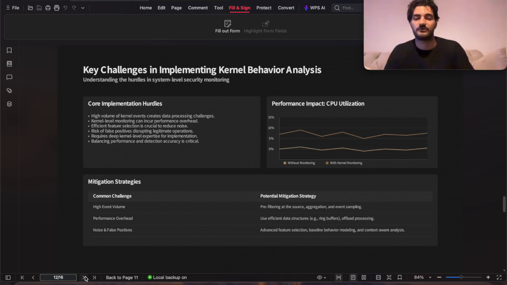As we can see, we have the percentage from 0 to 15 percent. The green one is without monitoring. The red one is with kernel monitoring. That was my slides. Thank you for listening.